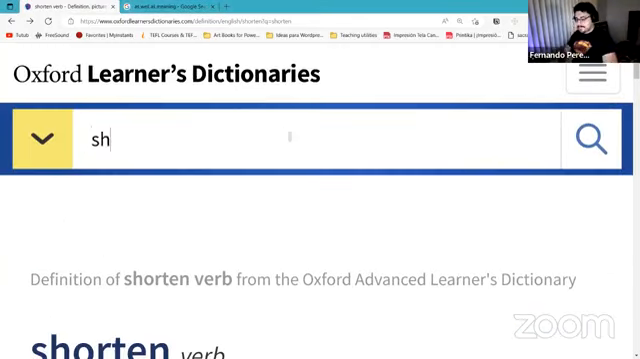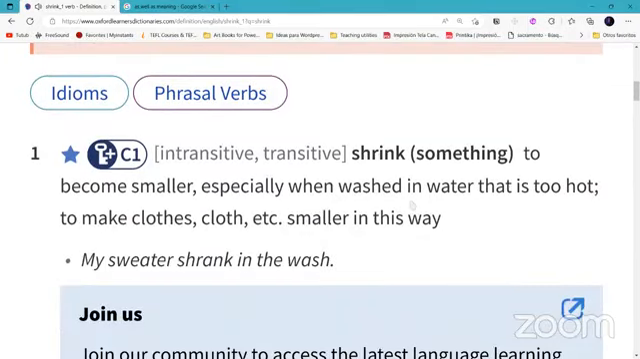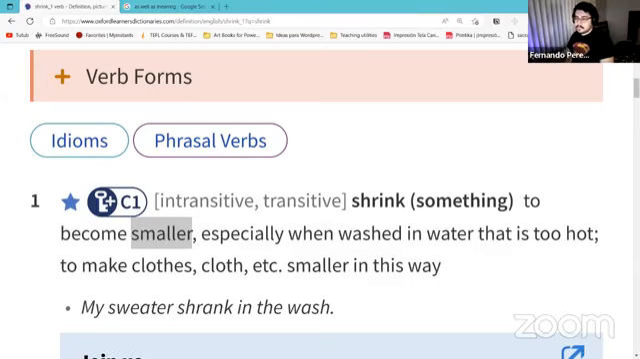Help me, Isaac. Shrink. Yes, sir. I think that is something that happened to me. To shrink: to become smaller, especially when washed in water. Sorry, to become what again? Smaller. Watch out with the pronunciation. Okay. Shrink: to become smaller, especially when washed in water that is too hot, to make clothes smaller.